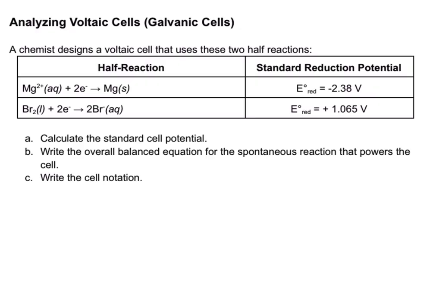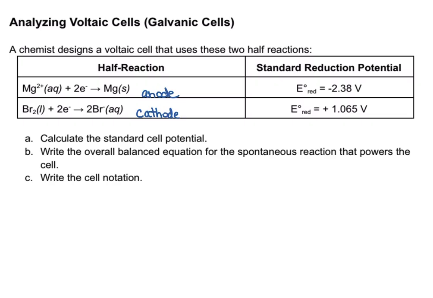use those values to compare and decide which one is going to be labeled as the cathode half reaction and which one is going to be labeled as the anode half reaction. So the standard reduction potentials are going to give us a lot of information. The larger value is going to represent the cathode. So 1.065 is larger than negative 2.38. So the bromine is going to be the cathode half reaction. And the smaller value is going to be the anode half reaction.